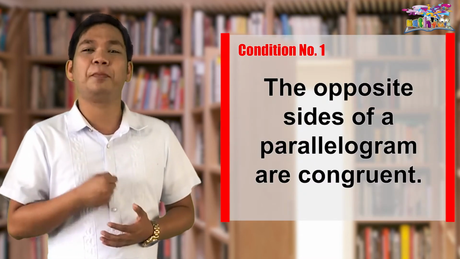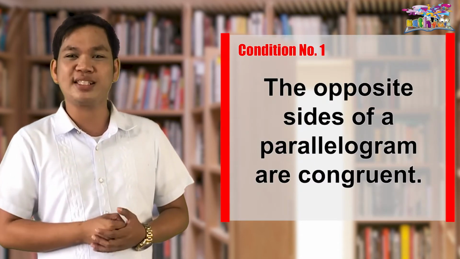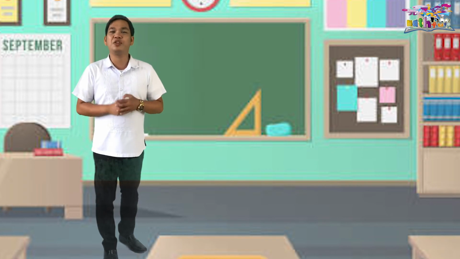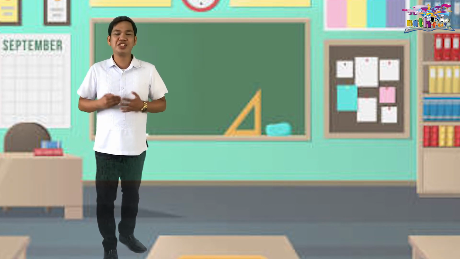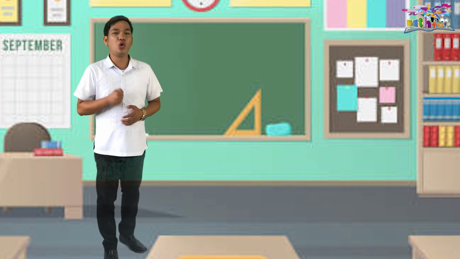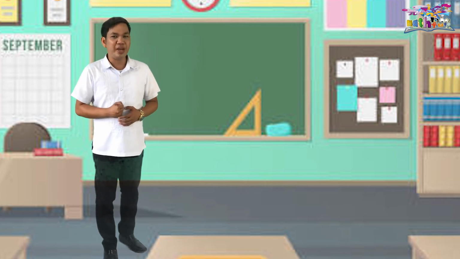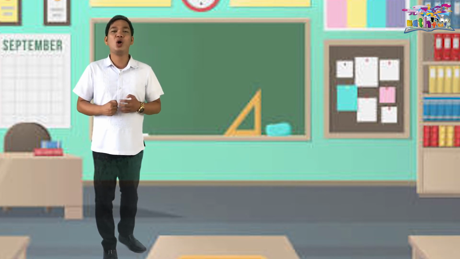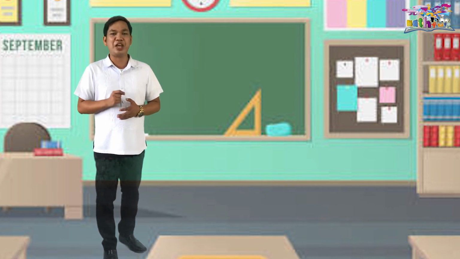Condition number 1. The opposite sides of a parallelogram are congruent. Opposite sides of a parallelogram are not just parallel, but they are also congruent, meaning opposite sides of a parallelogram have the same measurement.